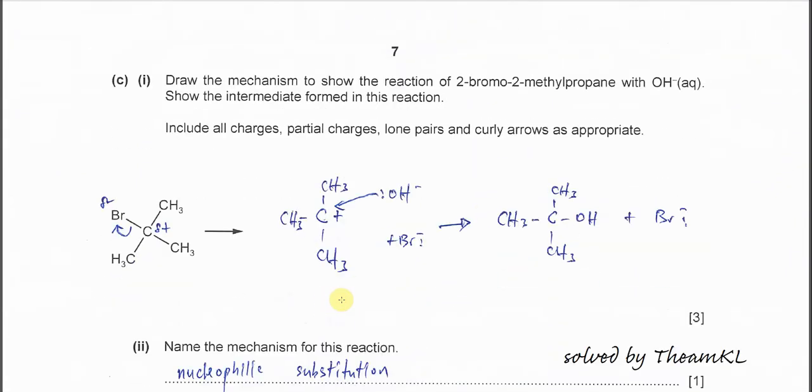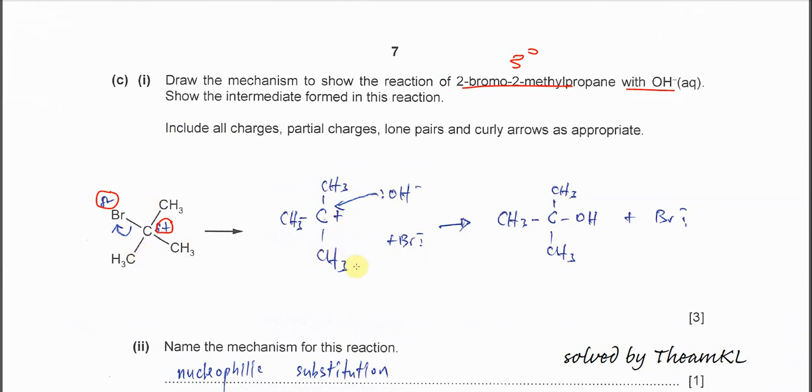Okay, part C1. Draw the mechanism to show the reaction between 2-bromo-2-methylpropane and hydroxide. Okay, so this one is the tertiary haloalkane, so it will undergo SN1. SN1, it must undergo bond break first. So it means the C-Br bond breaks, and of course you must put the dipole, partial positive on carbon, partial negative on bromine. Then you show the C-Br bond break. Okay, the arrow must be from the C-Br bond pointing to bromine. Then you get 1 mark.